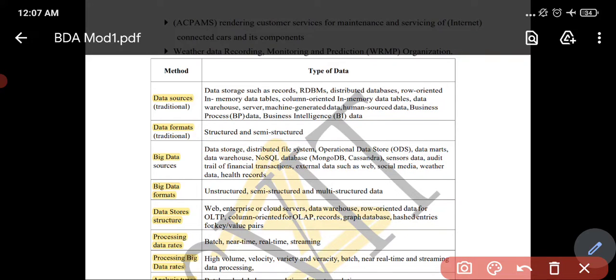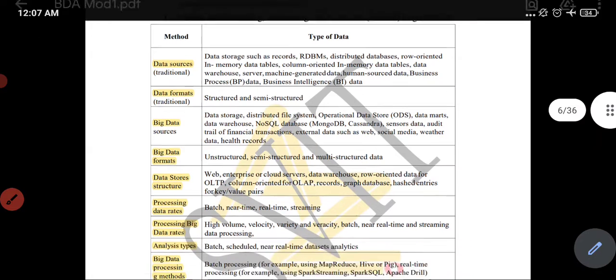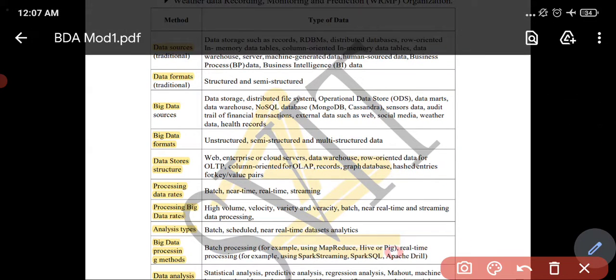Moving on to the next, that is big data format. For traditional data format, we have structured and semi-structured, but for big data format, we have unstructured, semi-structured, and even multi-structured data. And the next, data store structure. Here we use web, enterprise, cloud servers, data warehouse, row oriented, those are the structures we use. And data processing rates. The processing of this data is nearly batch, near time, real time, or even streaming.